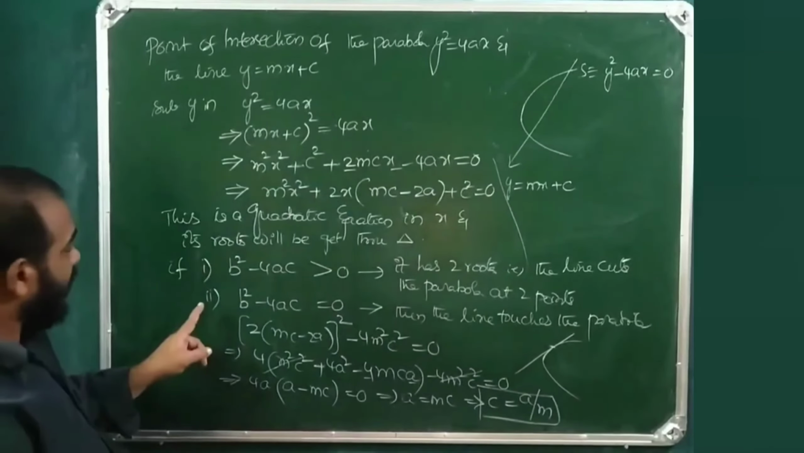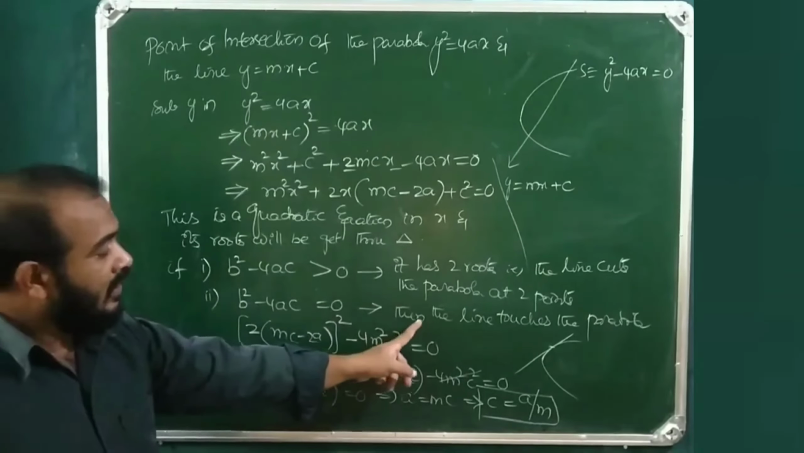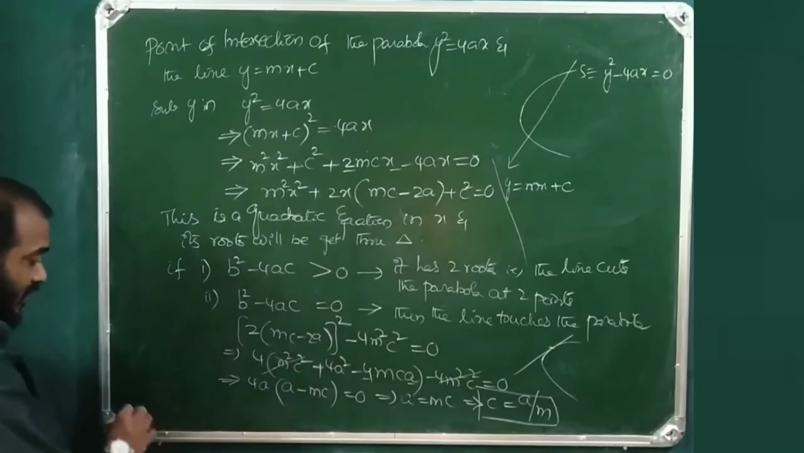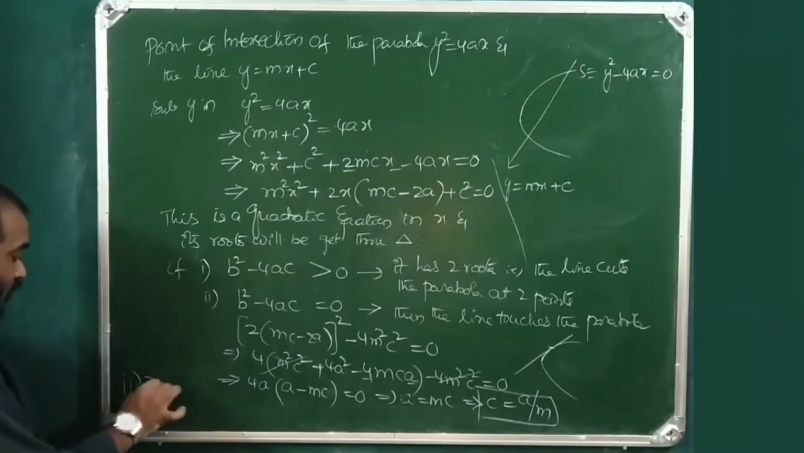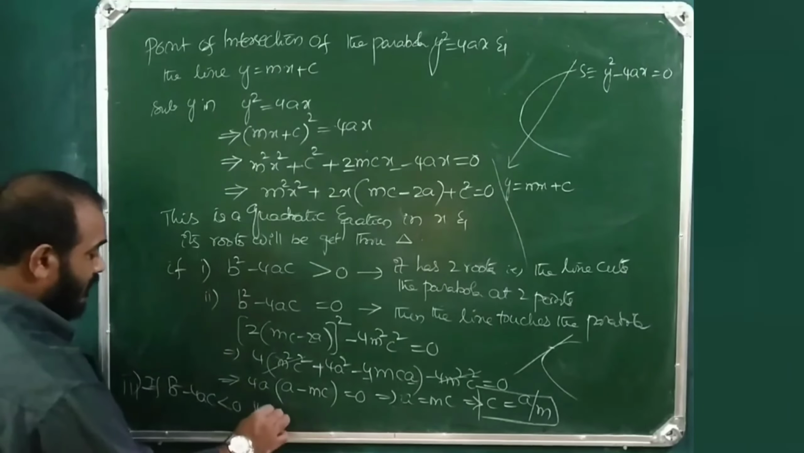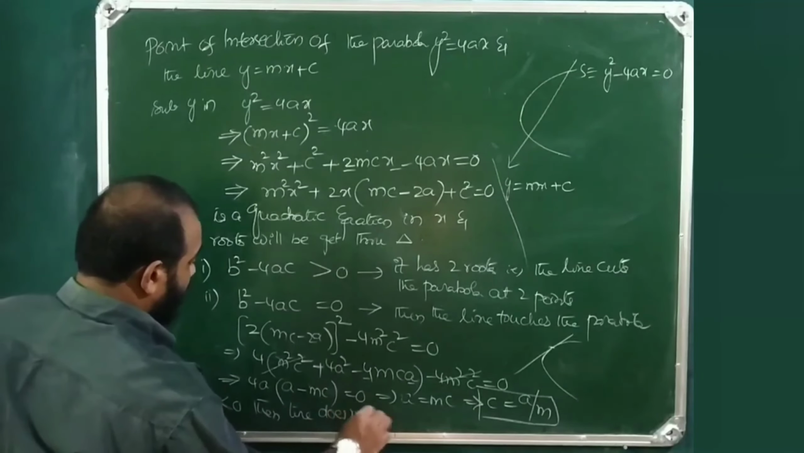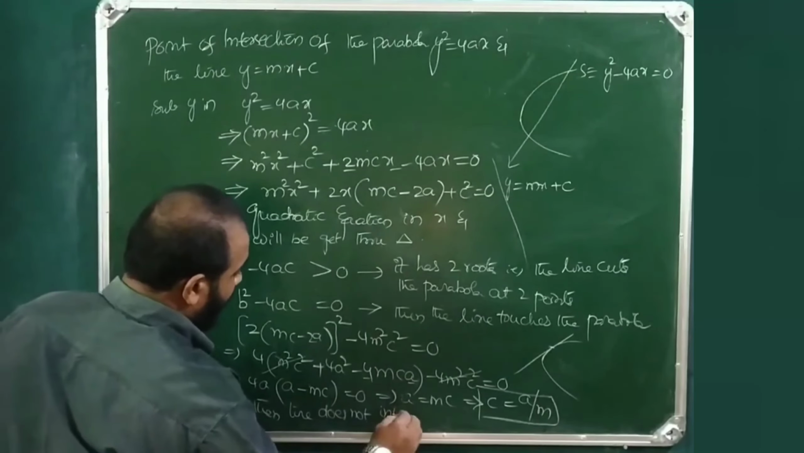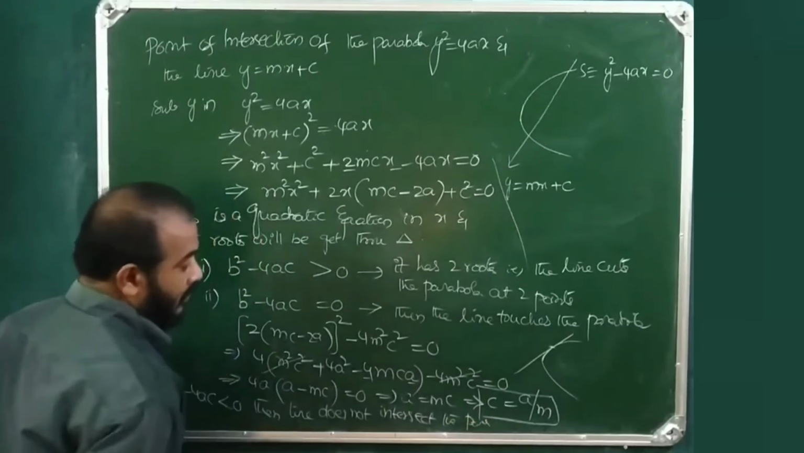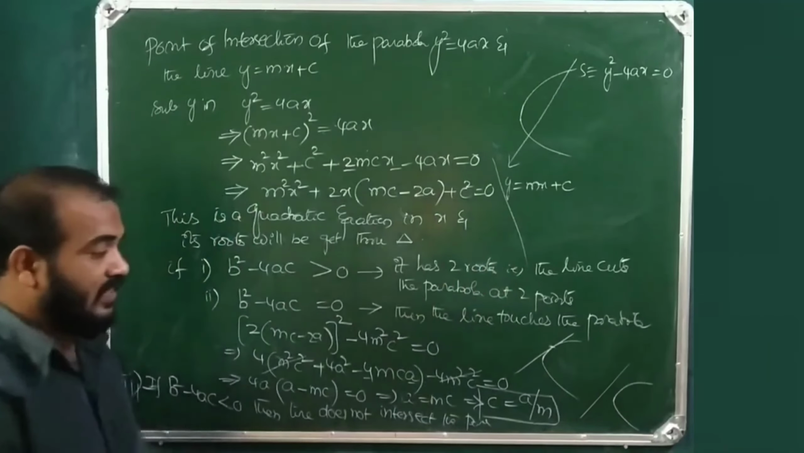And the third condition: if b square minus 4ac is less than 0, then the line does not cut the parabola. In this case the line does not intersect the parabola. That means the parabola is like this and the line is like this, the last condition.